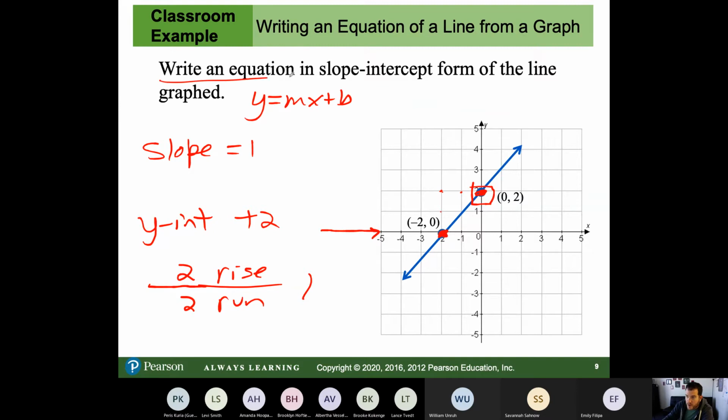So if I'm trying to write the equation, all I'm going to do is y equals my slope, which is 1, x, plus my y-intercept, which I learned was 2, and that's going to be it. If I want to, I can just write this as y equals x plus 2. Same thing. So it's kind of nice if you're given a graph and you're able to determine the slope and the y-intercept, then you're good to go. Okay. So that is slope-intercept form.